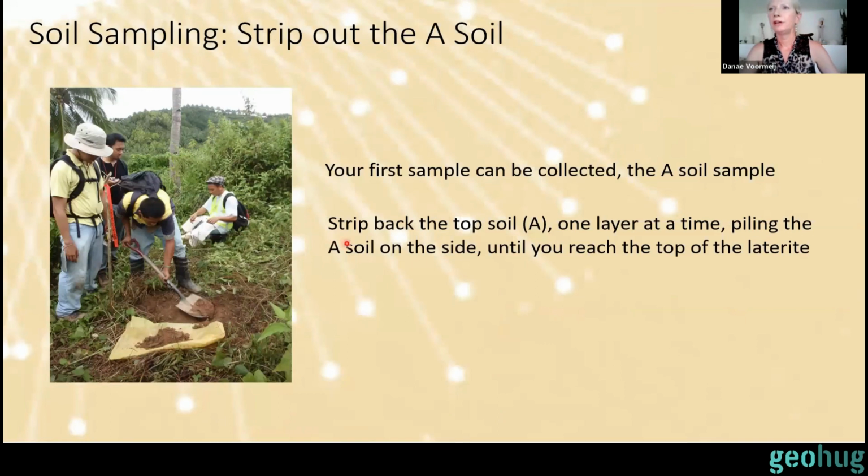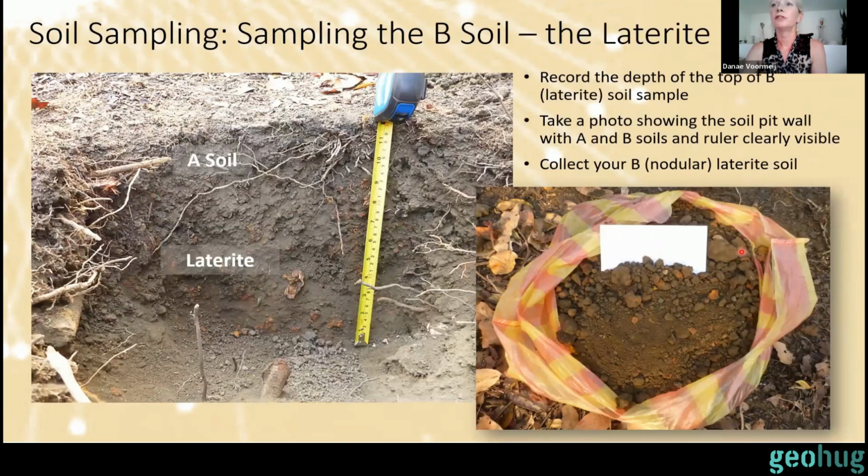The key word here is strip and not dig. So you want to pull back one layer at a time and put it on the sheet, and that is your A soil, your top soil, until you reach the top of the laterite. That's your B soil. Here we're looking in a soil pit. Here's A soil. You can see all those white hair-like rootlets sticking out. And this is the laterite.